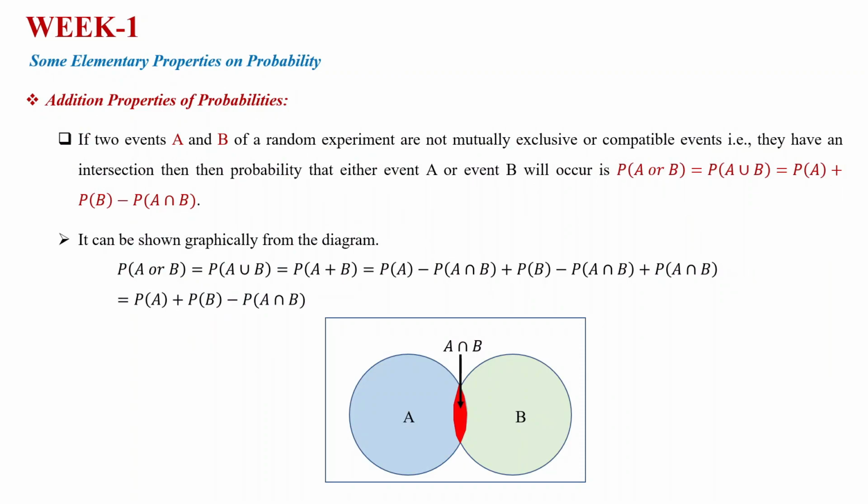Now some other properties. If two events A and B of a random experiment are not mutually exclusive, or they are compatible events, that is they have an intersection, then the probability that either event A or event B will occur is given by the formula we all know, P(A union B) equals P(A) plus P(B) minus P(A intersection B), and it is graphically shown here. If this is event A and this is event B, this is the mutual outcome of both events, that is A intersection B.